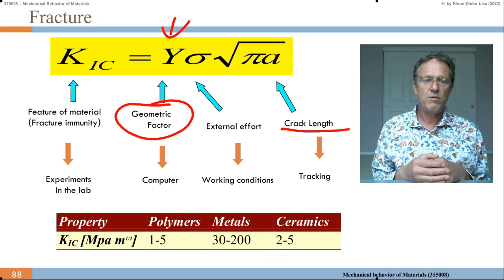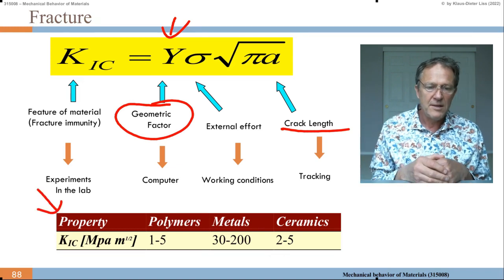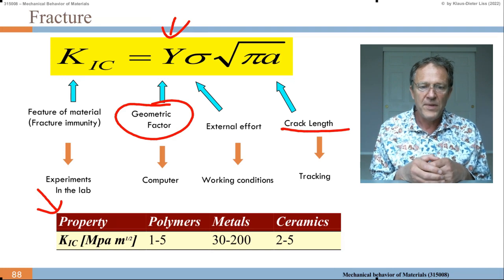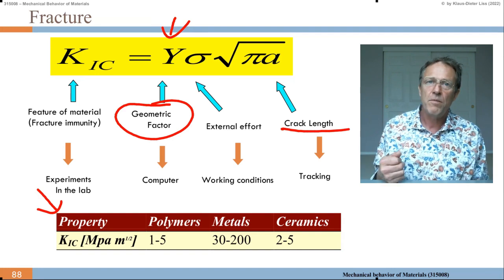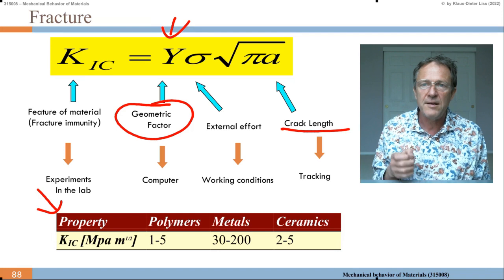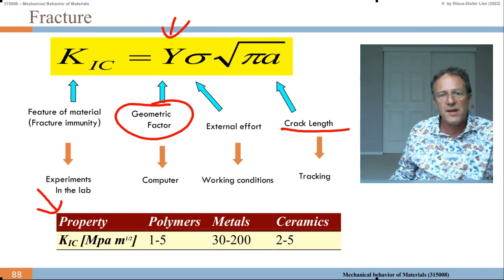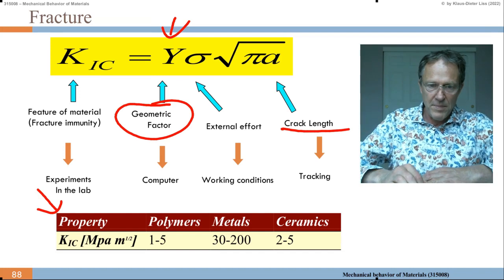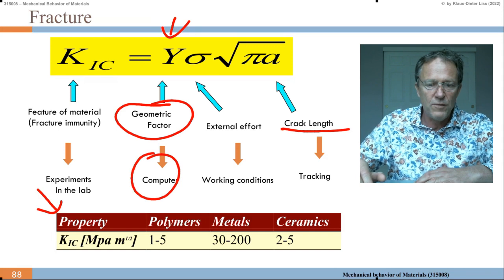And then we have to do experiments in the lab to get the K's. So the K1c has to be determined. We do computer simulations in the lab, in the design. The guy who designs the airplane, the guy who designs some specific parts for the plane or for the car or for the train or for the skyscraper. So this is done in computers, finite element simulations, for example.